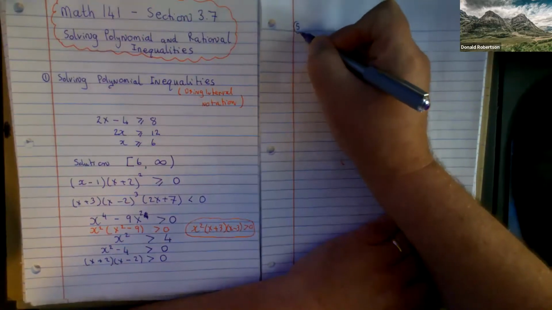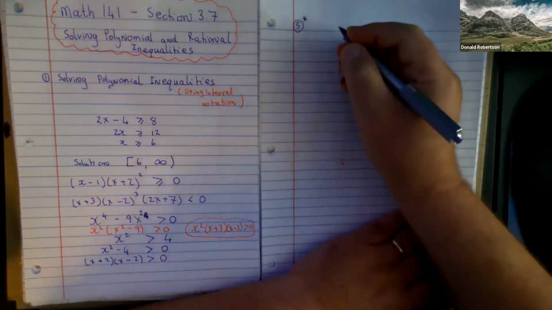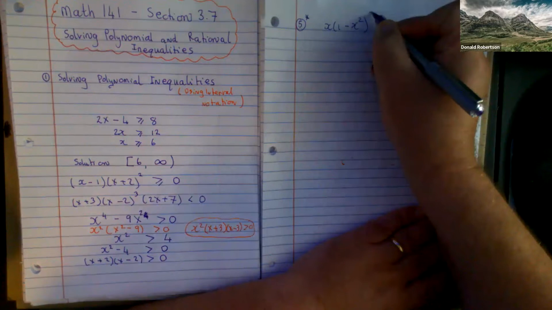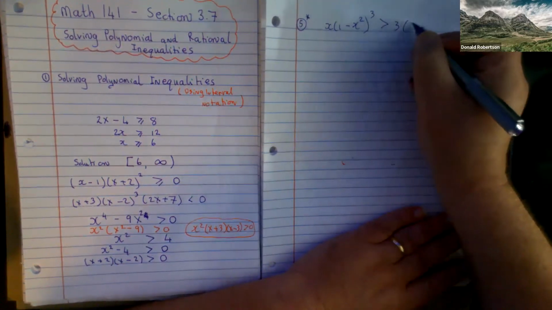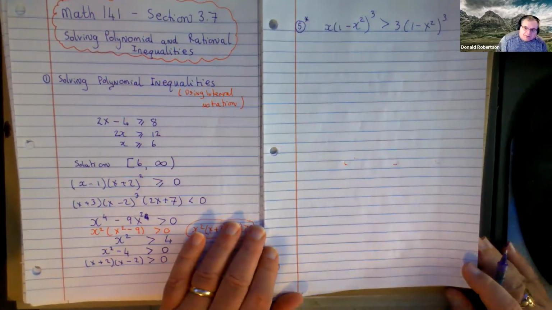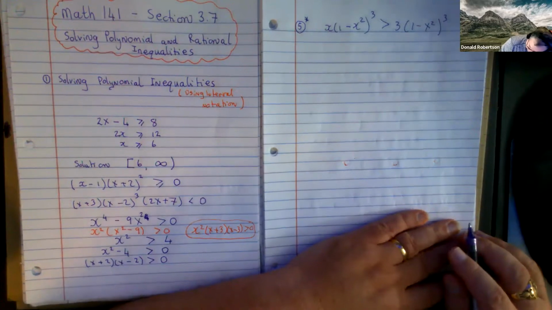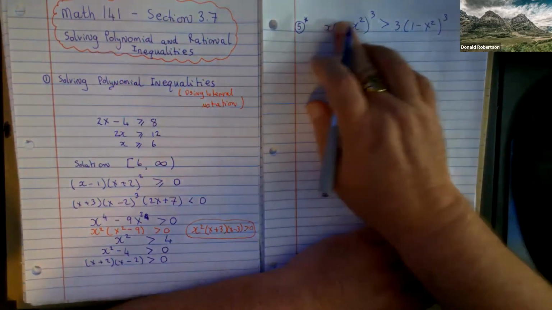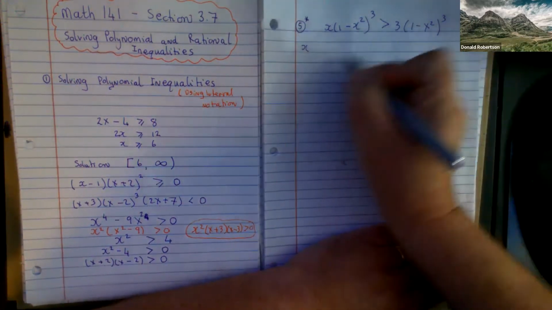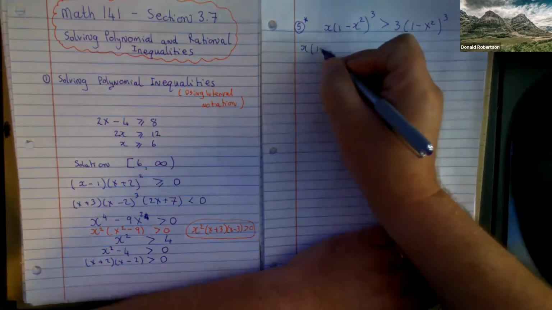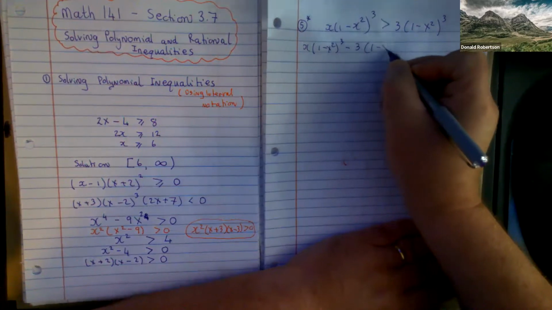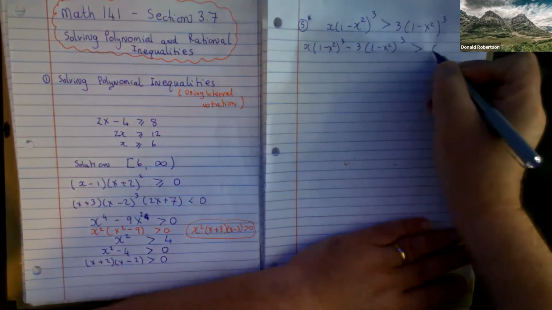Let's look at a version of question 5, which is x(1 − x²)³ has to be greater than 3(1 − x²)³. Okay, now we need a step 1 in this. Step 1 is essentially we have to make this a polynomial greater than 0. So I'm going to subtract 3(1 − x²)³ from both sides. So I have that guy, take away 3 lots of that guy, is now greater than 0.